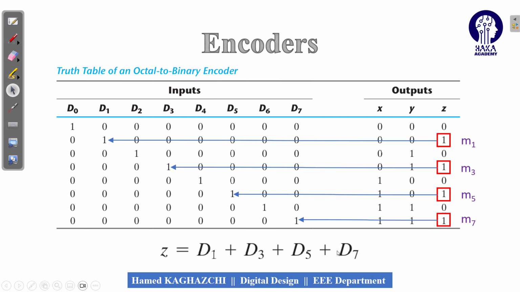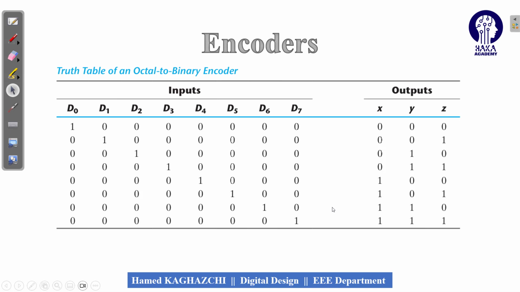Why can I write this? Because in the inputs, all of them are 0 except one. For this reason, I can write this, because I know that this is the sum of minterms, and the corresponding minterm here happens when the one is equal to 1, and the rest are equal to 0. So, similarly for y, I can say the same thing.